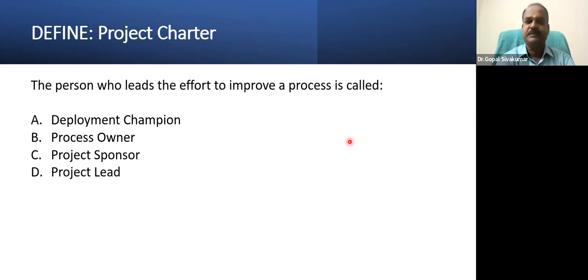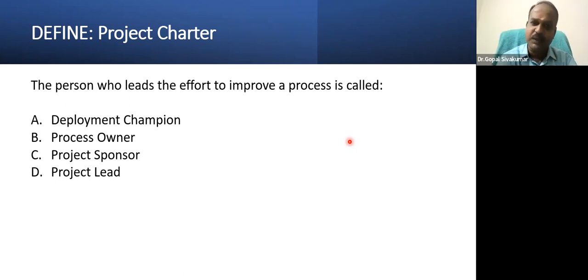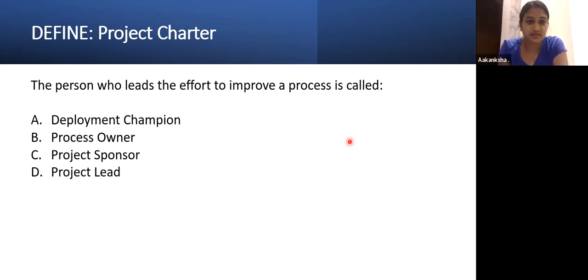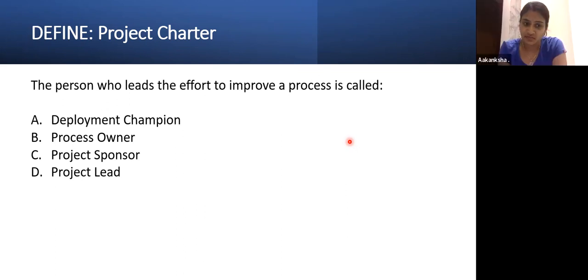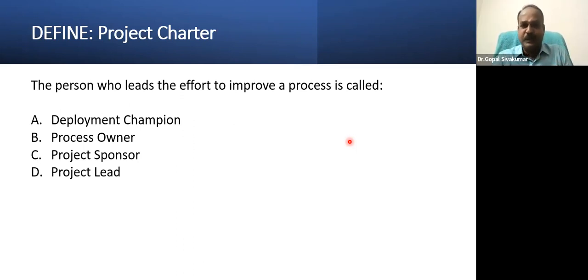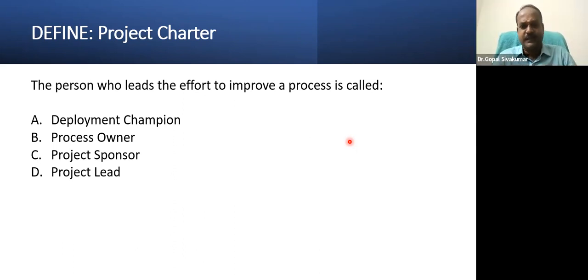Why is it project lead, not process owner? See, process owner is the person responsible for the process. But if an improvement is required, a project lead is required. A green belt or a black belt will be assigned. He will work with the process owner, and then the process will perform better. So the process owner himself can also be a project leader, nothing wrong. But if you say process owner, he is not leading the project, he is only part of the project. So our correct answer is project leader.